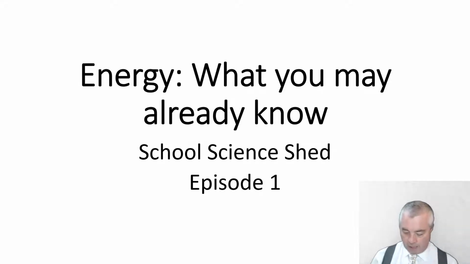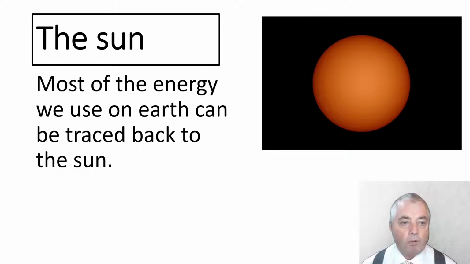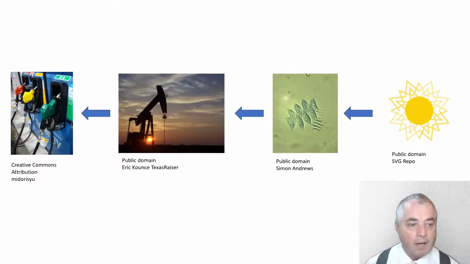So first of all, one of the really important things that you should have learnt when you were studying before you started your course was that most of the energy we use on Earth can be traced back to the sun. And in subsequent videos I might talk about some things that can't be traced back to the sun, but for now just remember, if there's an energy resource on the Earth, it's more likely than not that the energy in that resource originally came from the sun and we could trace it back to the sun. And let's take a look at what we mean by that.